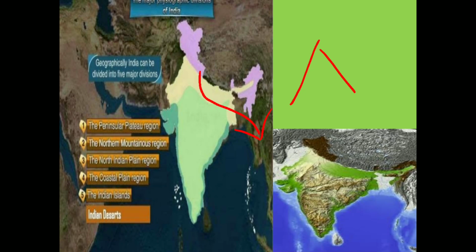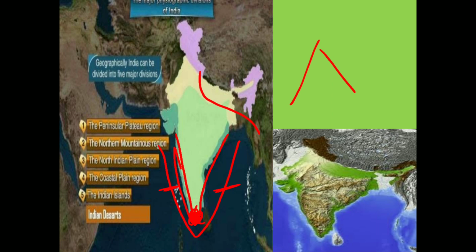Now you can see the narrow strips here, almost a half triangle, these narrow strips of plain land along the eastern and the western coast of India. This is the western coast and this is the eastern coast. These two strips meet at the same point. This point is known as Kanyakumari.